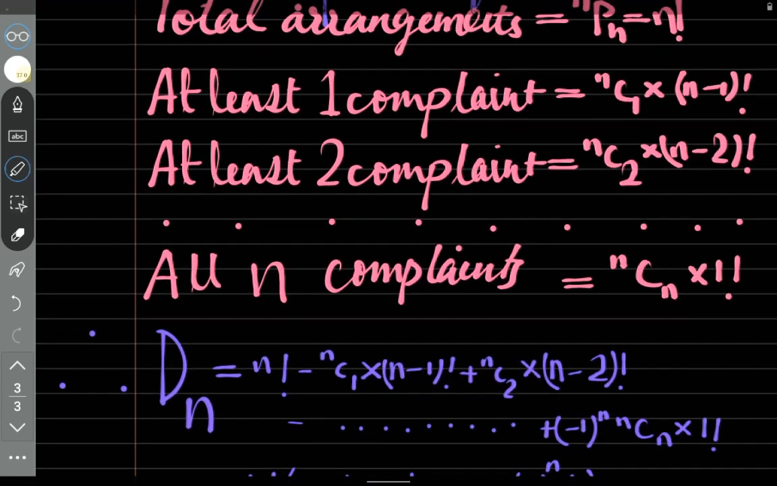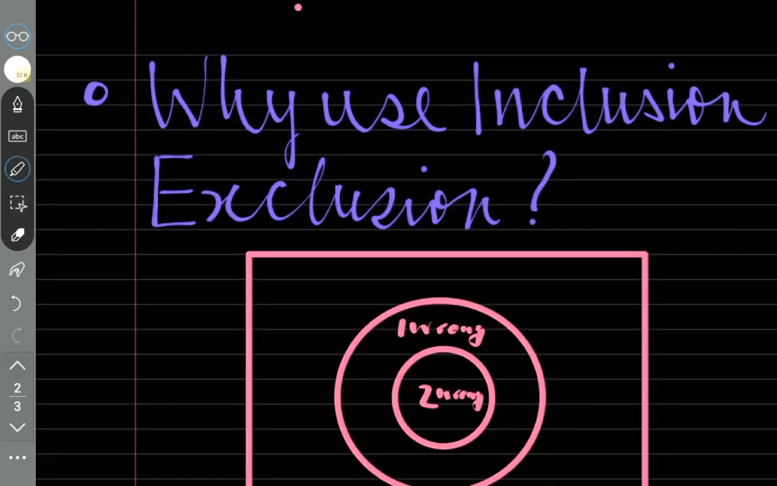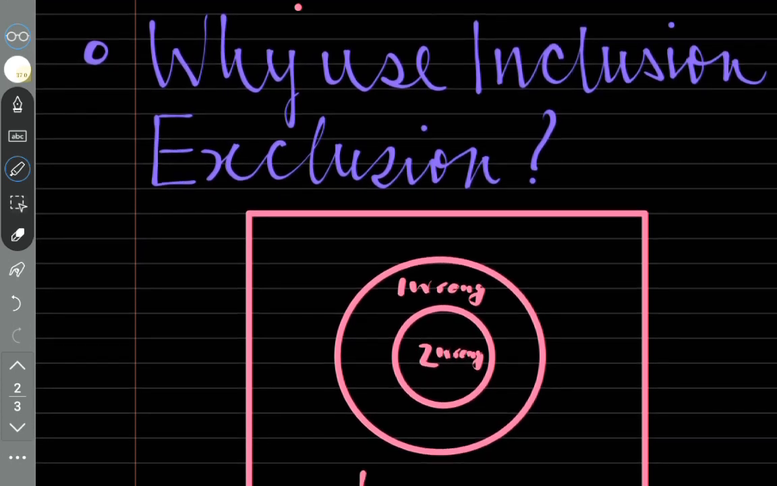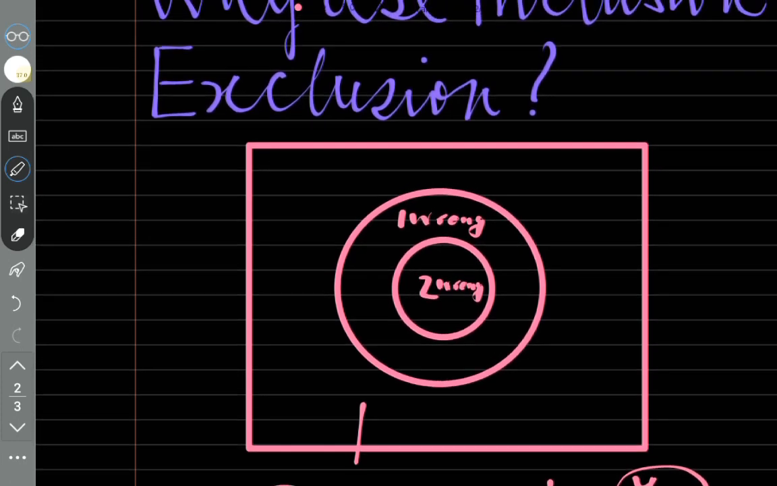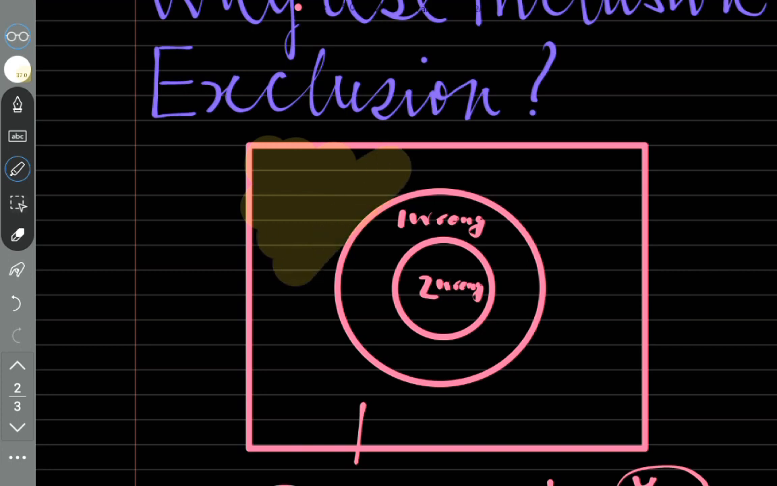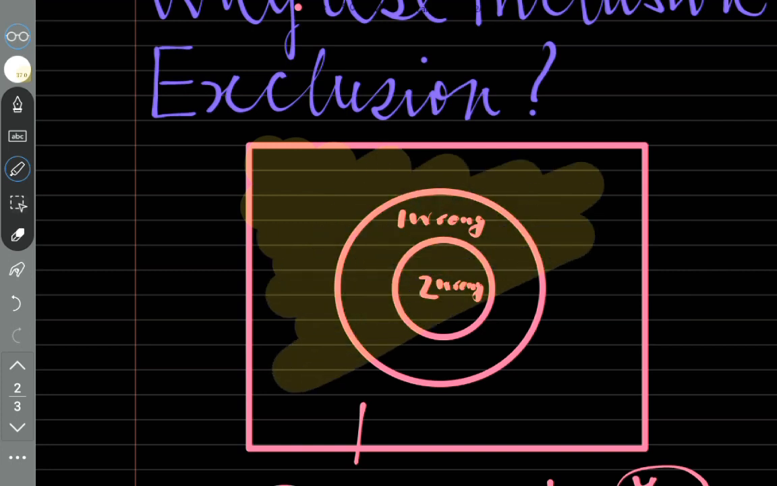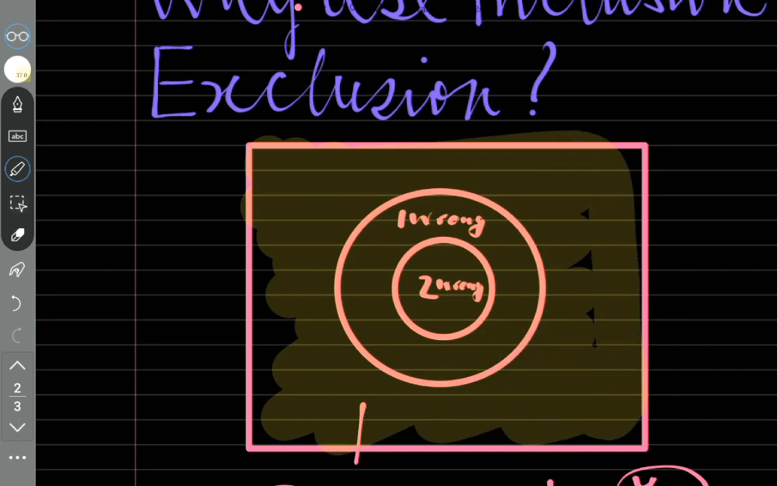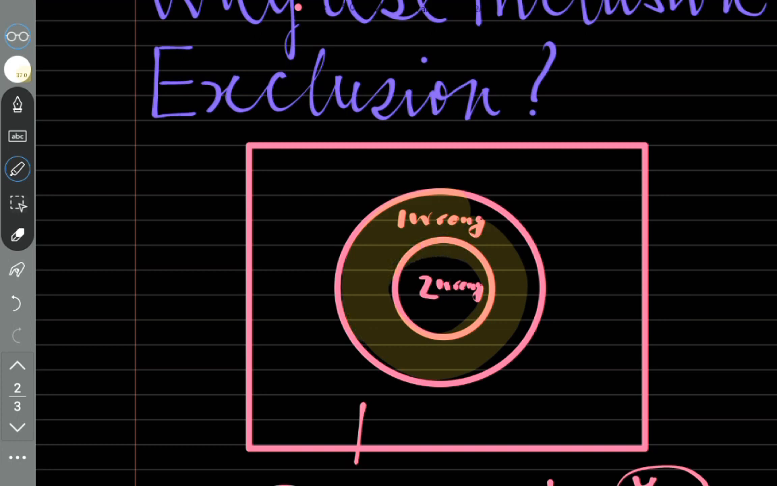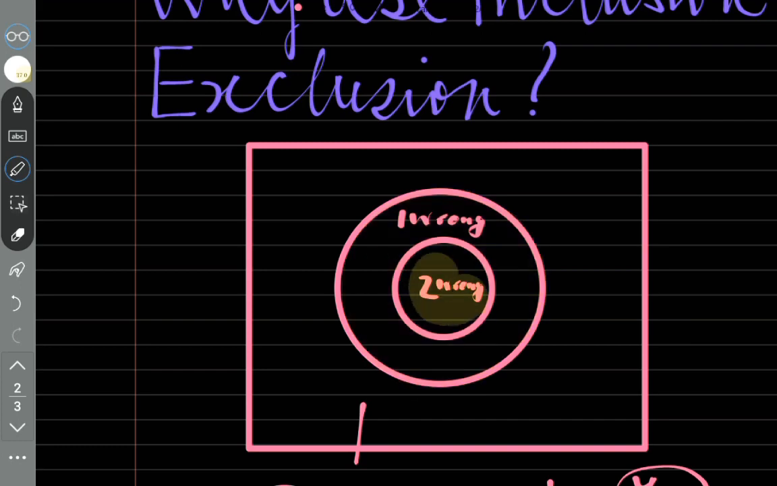Now, here's the big question. Why do we even use inclusion-exclusion? Shouldn't it be something like this, where we have n factorial, this whole rectangle, and then this is a subset, which is where at least one has gotten the wrong room, and then that has a subset where at least two. I mean, shouldn't at least two of them getting the same room have to be a subset of at least one of them getting the same room?